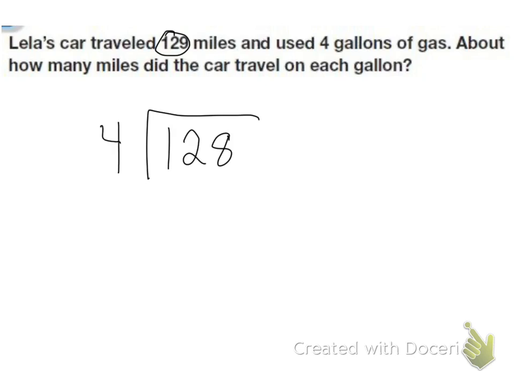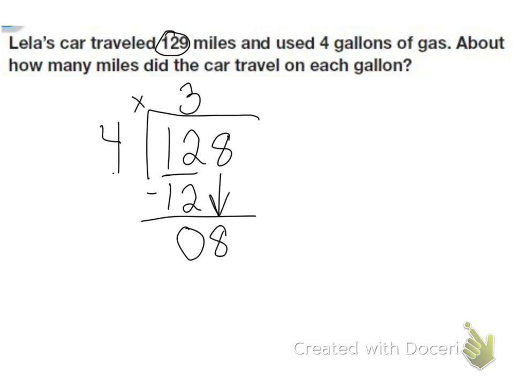128 divided by 4. So 4 can't go into 1, so 4 goes into 12 3 times. 4 times 3 is 12. We subtract, bring down the 8. 4 goes into 8 2 times. 4 times 2 is 8. Subtract, 0. So this car can travel 32 miles for every gallon.